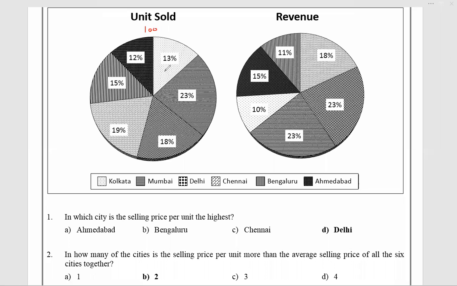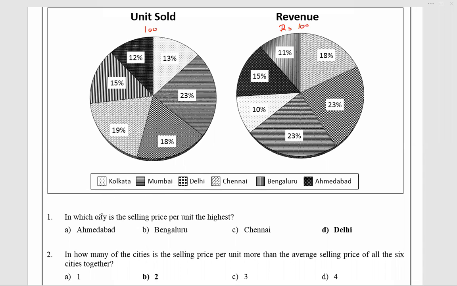Why 100? Because 100 is the easiest number for calculating percentages. And revenue total is 100 rupees. Now you might be saying, sir, their total is nowhere given. No, I'm not taking their total. This is 100 units and this is 100 rupees. I'm just taking it that way.